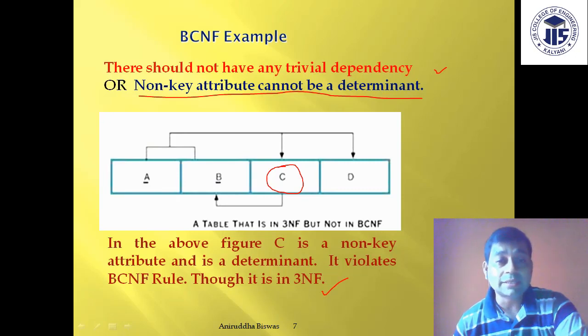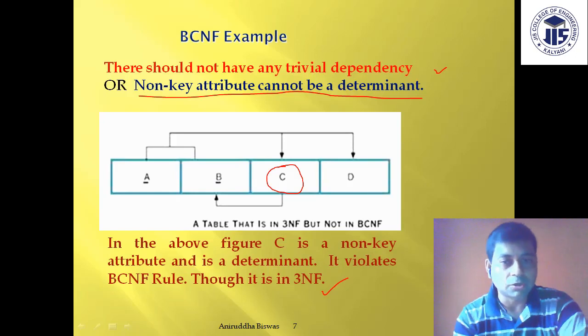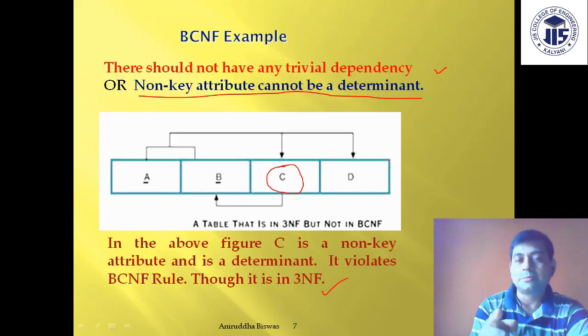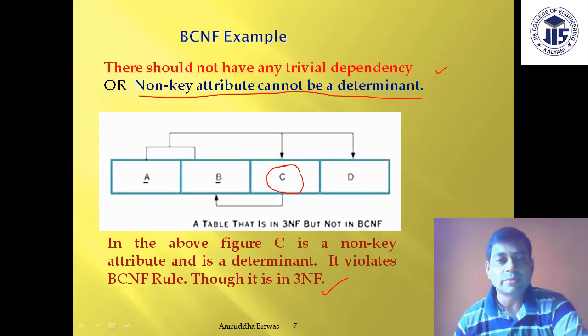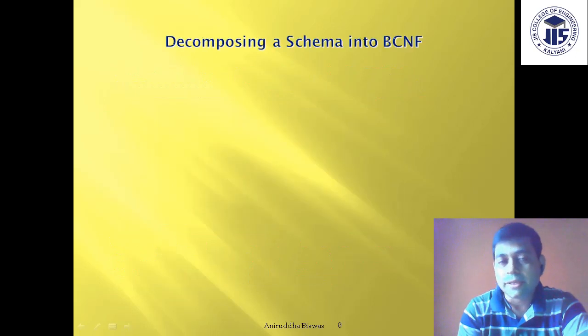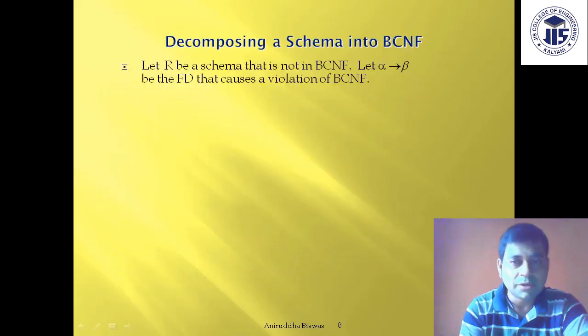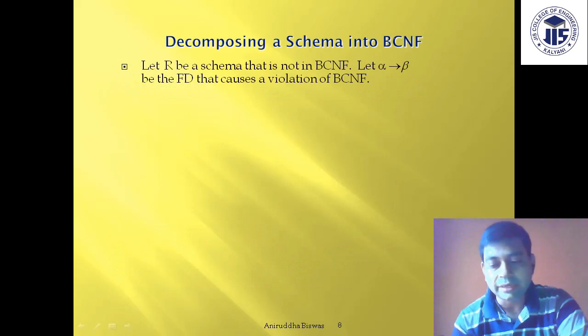Why do we say that it is in 3NF? Because there is no transitivity here, because a non-key attribute is not a determinant of a non-key attribute in turn. So that is why it is not violating 3NF, but it is not yet in BCNF. So let's decompose this relation and understand how we can convert a relation violating BCNF into BCNF.